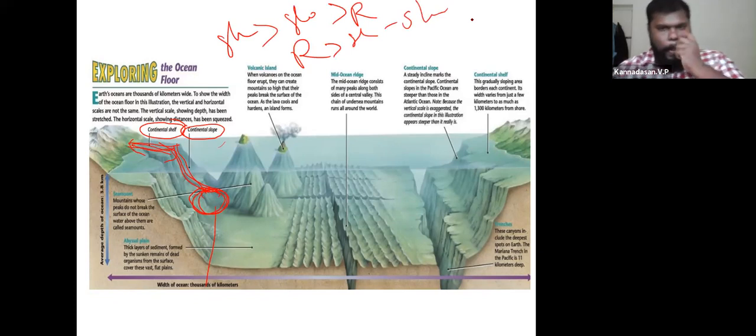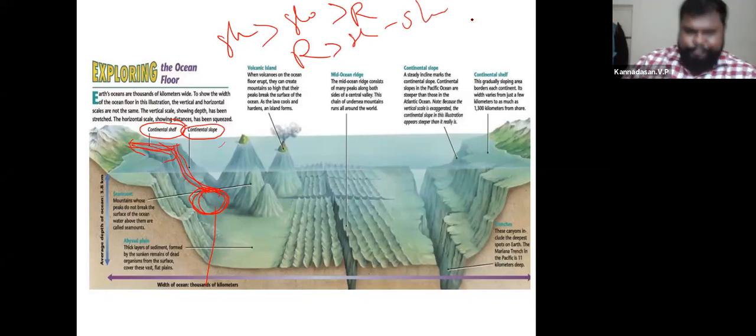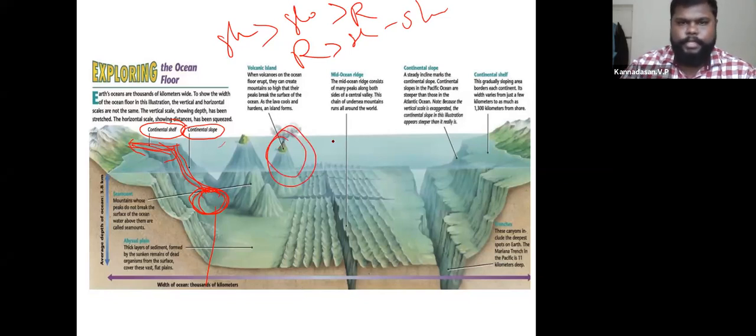UPSC never asked this question, but in test series you will recurrently find these kinds of questions, the arrangement from ocean to continent and continent to ocean. Then there are volcanic islands, which you are already aware of, then the mid-oceanic ridge, which we discussed a lot of times. Then it is trenches. This is called trenches.